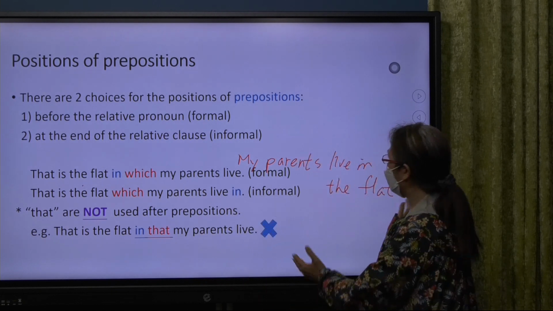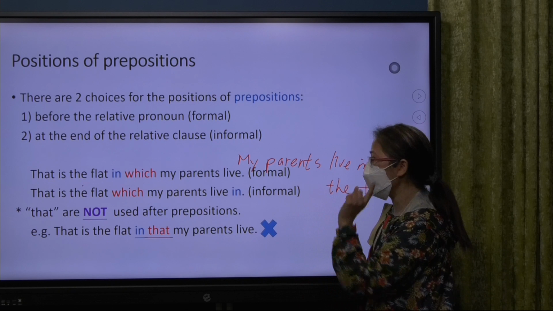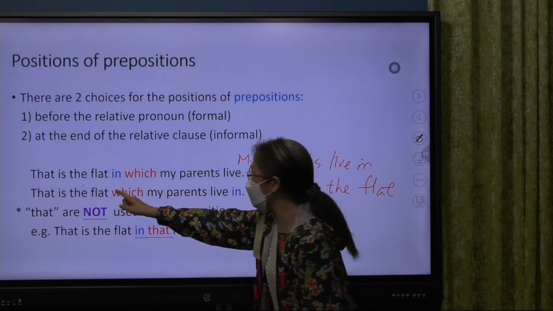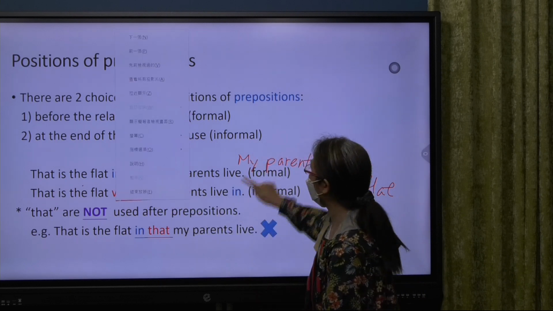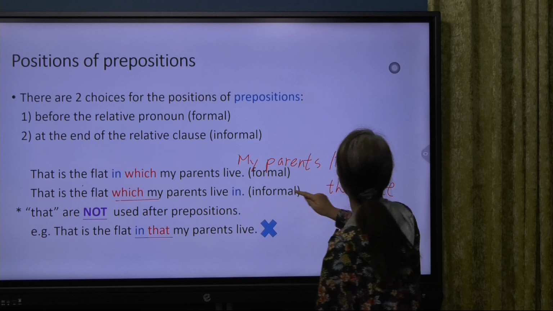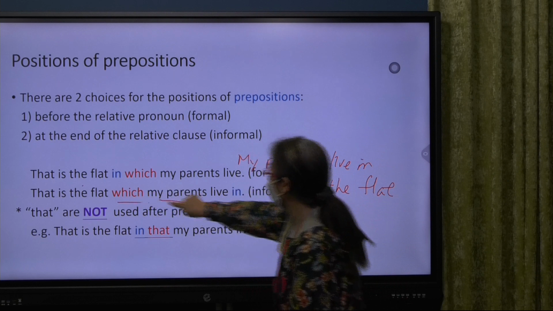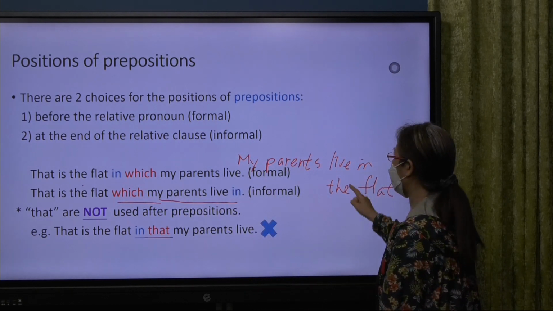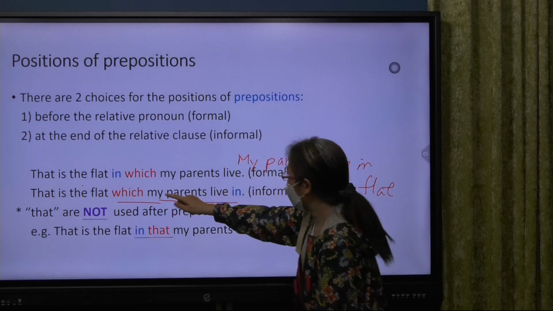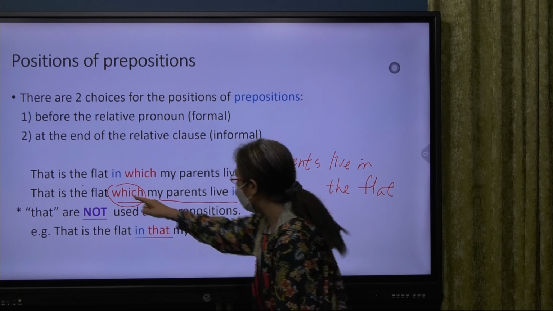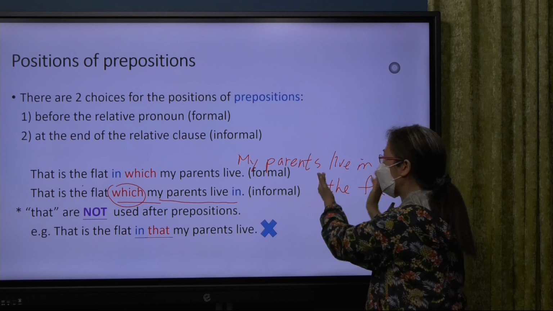So when we use a defining relative clause to make one complex sentence, then that is the fact, and then we put the relative clause here. Okay, we put the relative clause here. My parents live in that. Okay, live in the fact. So this one, that is the fact, and then we add relative pronoun which, and then put the verb phrase. Okay, the verb phrase after it.